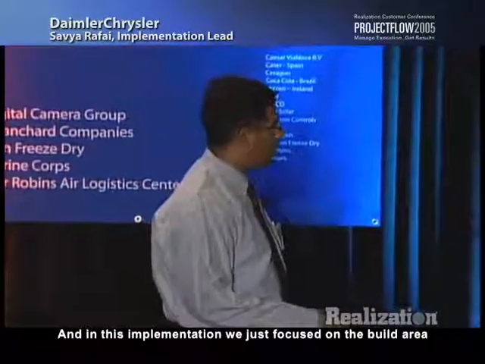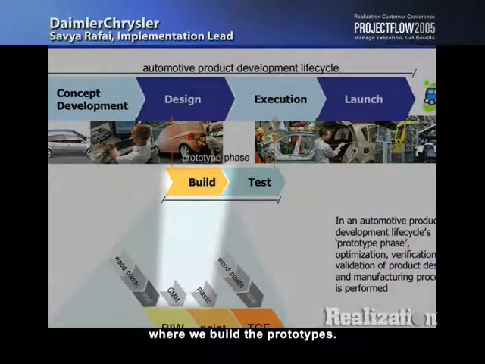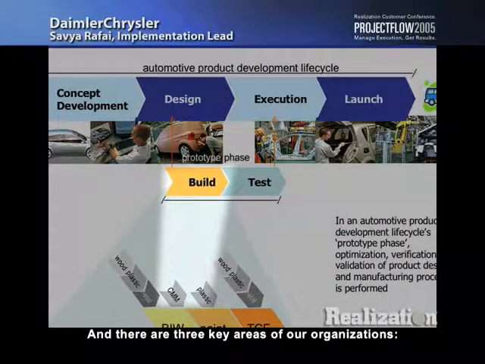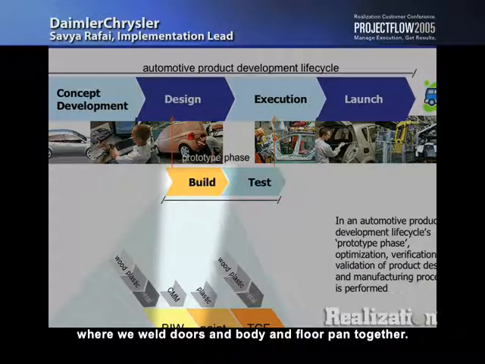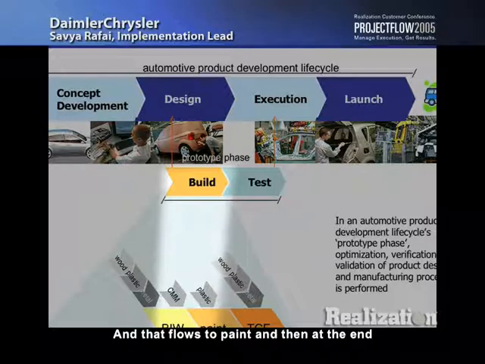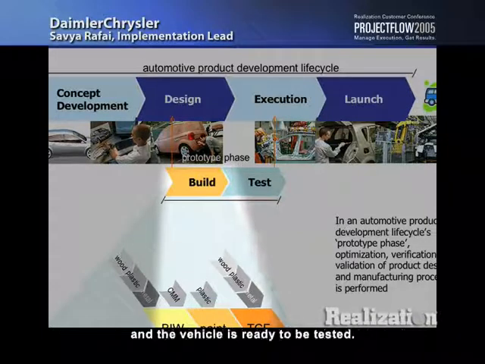In this implementation, we just focused on the build area where we build the prototypes, and there are three key areas or organizations. Body in white, where we put the basic metal work, where we weld doors and body and floor pan together, and that flows to paint. And then at the end, we put the powertrain and interior trim and electrical wires, and the vehicle is ready to be tested.